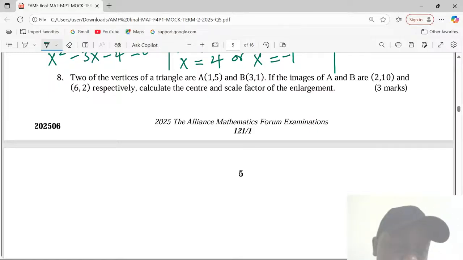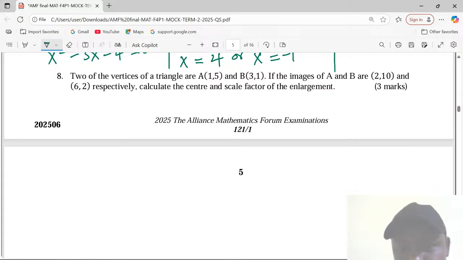So when a particular triangle has been enlarged, the coordinates of A, (1, 5), become (2, 10). The coordinates of B, which is (3, 1), become (6, 2). Then we are to find the center and the scale factor of the enlargement. Let us see how to go about this one.